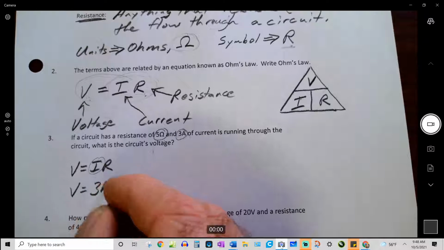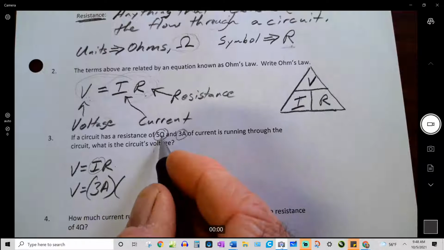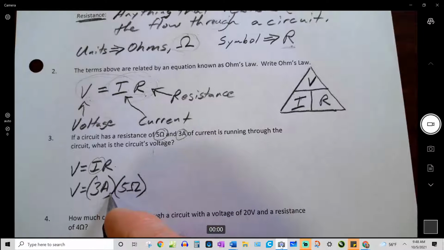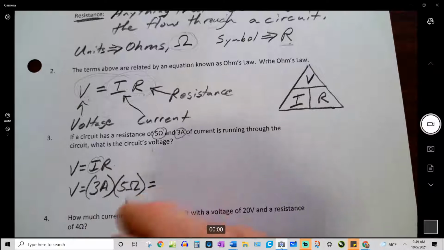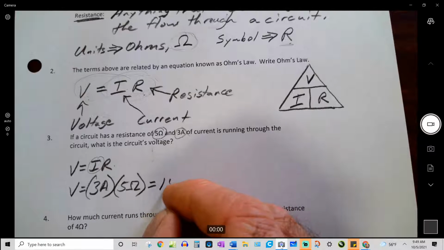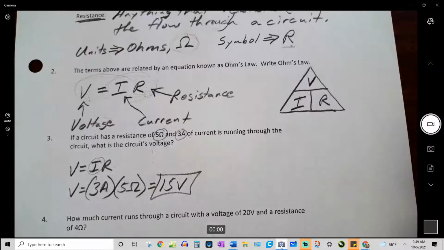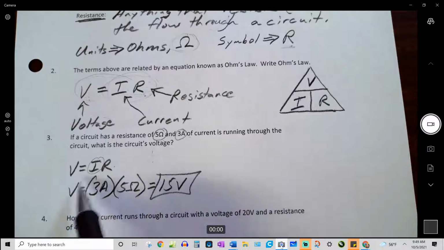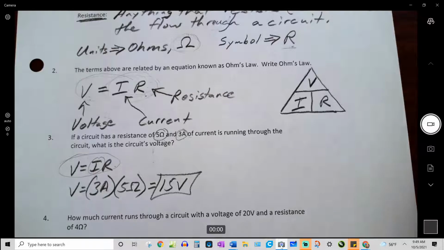It doesn't really matter the order you do it in. And the resistance, that's the ohms. And why amps times ohms equals volts, we're not going to get into right now. Just know that it does. If you multiply amps times ohms, the units are going to be volts. So this is 15 volts. There's the answer. So that's really the easiest kind of question. If you're finding voltage, you just have to use it in this form. It's just current times resistance.